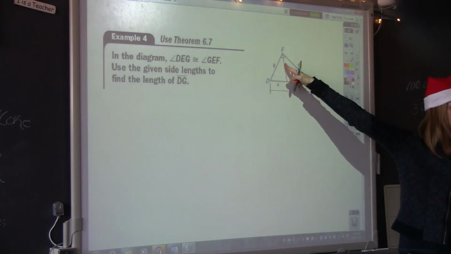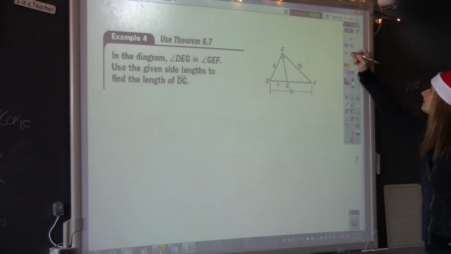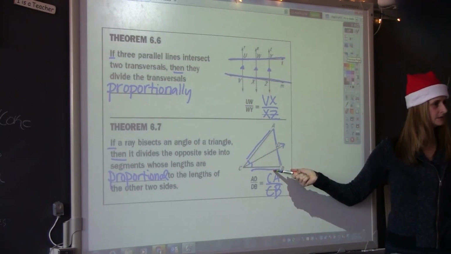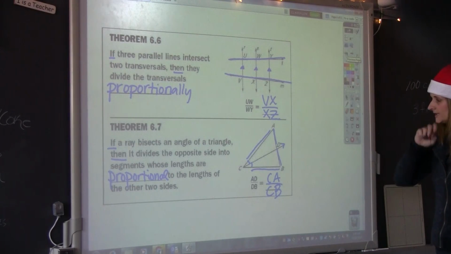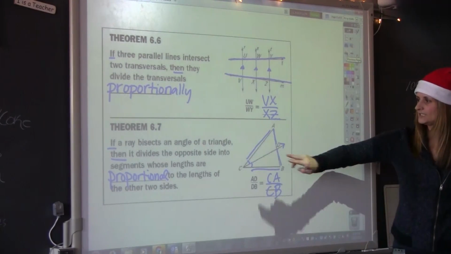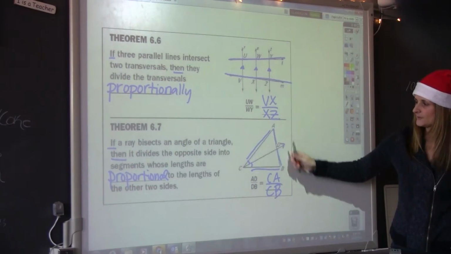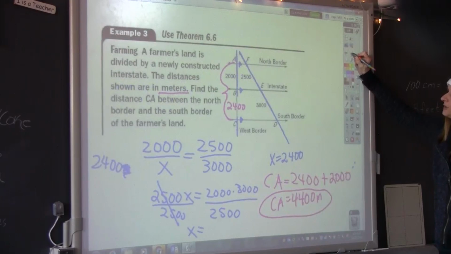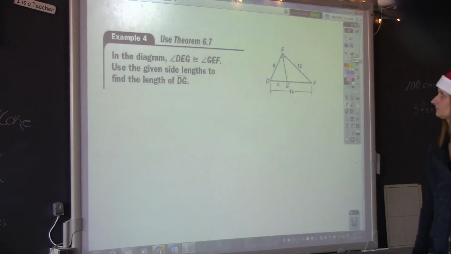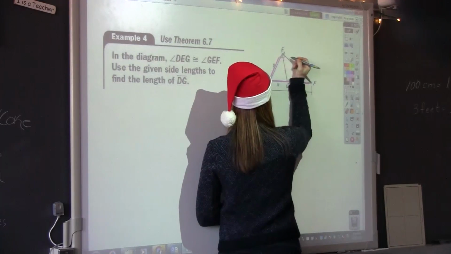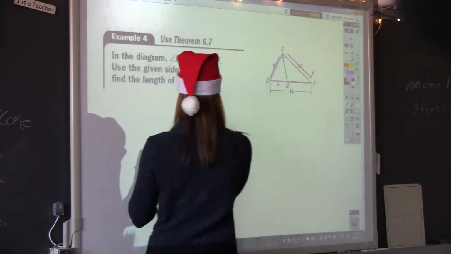Look at this angle. It's been bisected. So, if a ray bisects an angle of a triangle, then it divides the opposite side into segments whose lengths are proportional to the other lengths. All right, we're going to write a proportion. This is to this as this is to this.